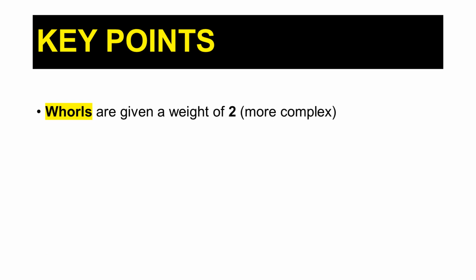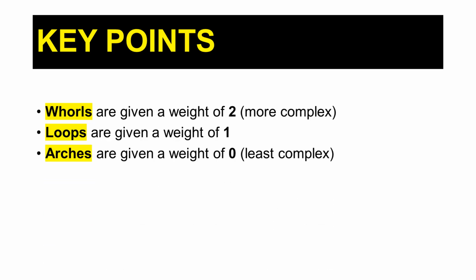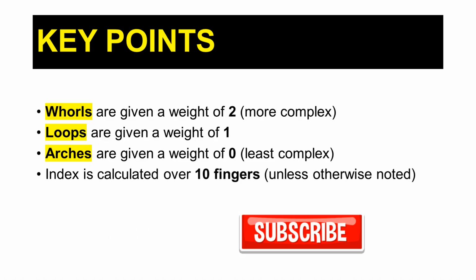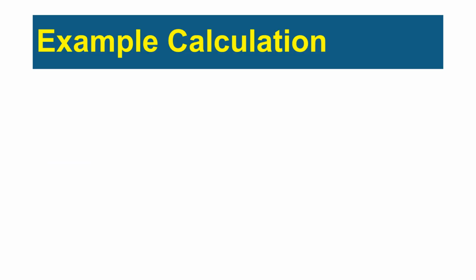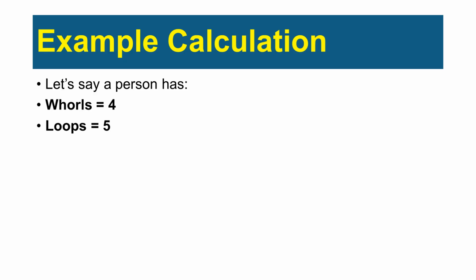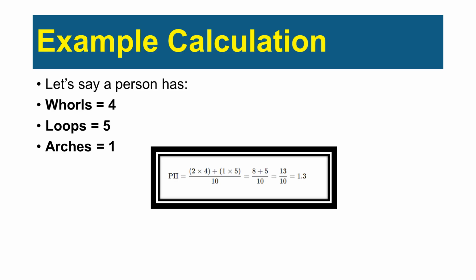Whorls are given a weight of 2, more complex. Loops are given a weight of 1. Arches are given a weight of 0, least complex. Index is calculated over 10 fingers unless otherwise noted. Example calculation. Let's say a person has whorls equals 4, loops equals 5, arches equals 1, PI equals 1.3.